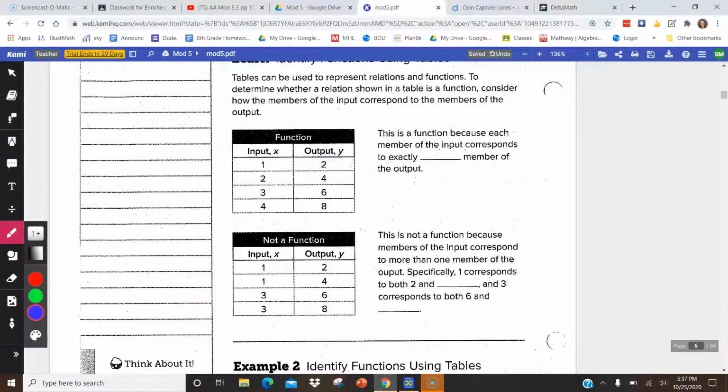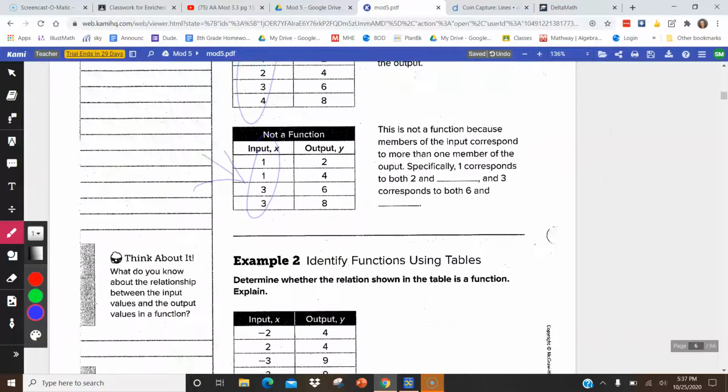So looking at a table, same exact thing here. Look real quick and easy. If I look at my inputs, do any inputs repeat? Do any inputs repeat? Yeah, right here, right? So it's not a function because the inputs repeat.